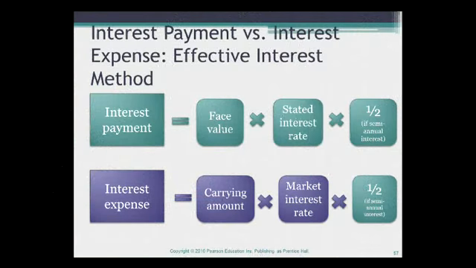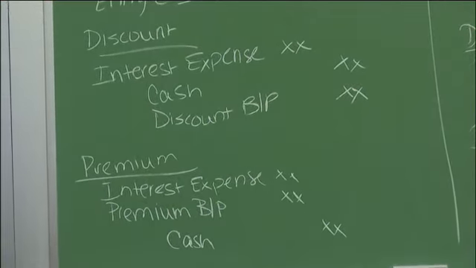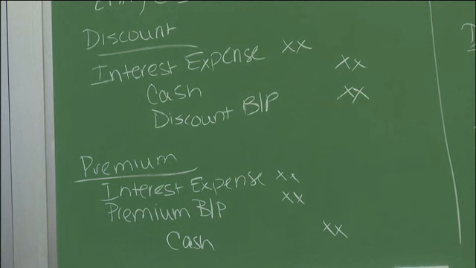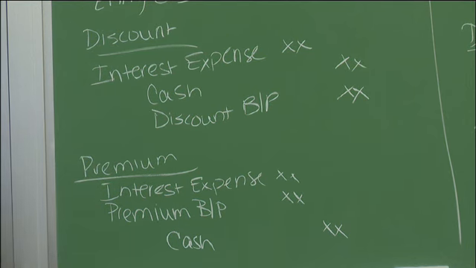So we start off with the effective interest method. And the key to these methods is notice what's in our interest entry. There's three items always in our interest entry, right? We have interest expense, we have cash, and we have the discount or the premium. Every time we have an interest payment, we always need three things: interest expense, cash, discount or premium.